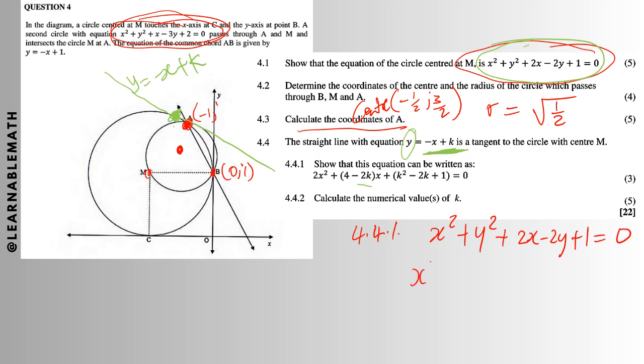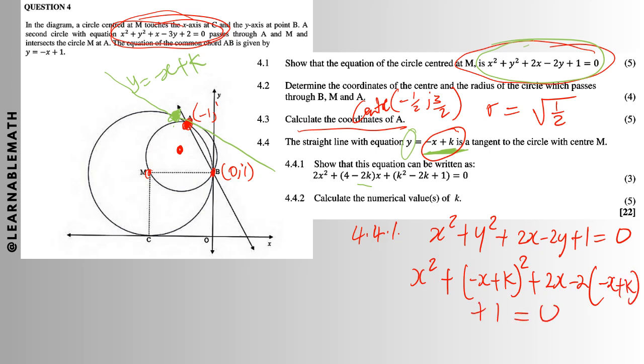So where there is y, I'm just going to substitute, because the tangent intersects with the circle only at one point. So there's a point of intersection. So y is the same as minus x plus k, squared, plus 2x minus 2 times y, which is minus x plus k, plus 1 equals 0. Then you can just expand and finally show what they need you to show there.